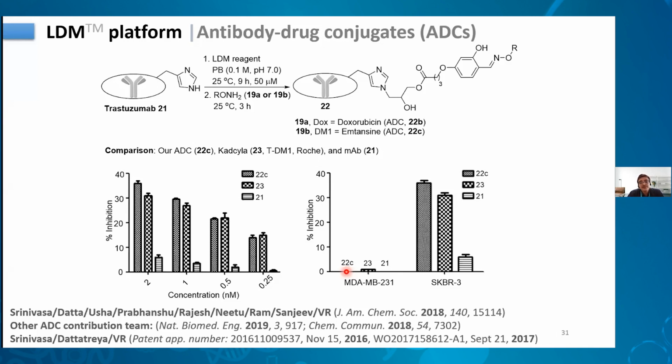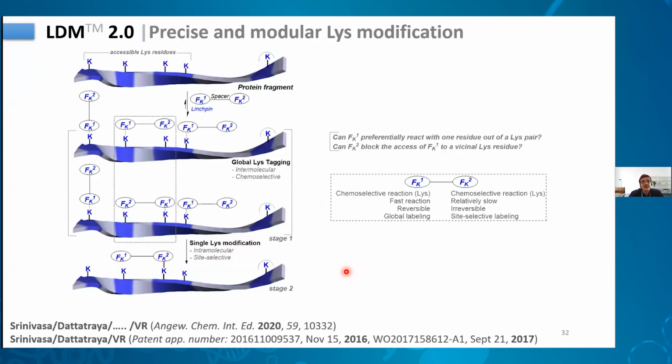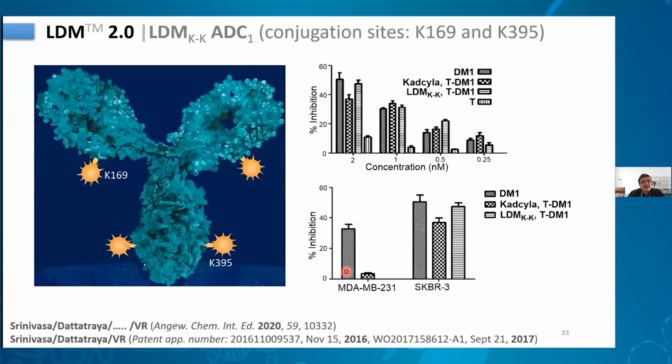But apart from that, the LDM platform also provides a lot of flexibility in terms of the residue of conjugation. So we can take this forward, and we can even apply it for precise and modular modification of the lysine residues. And this method works again with a diverse set of proteins, but then we can very conveniently extend it for the synthesis of antibody-drug conjugates. So let me show you one representative example from this category, where we made an ADC where the toxins were conjugated specifically at lysine 169 and lysine 395.